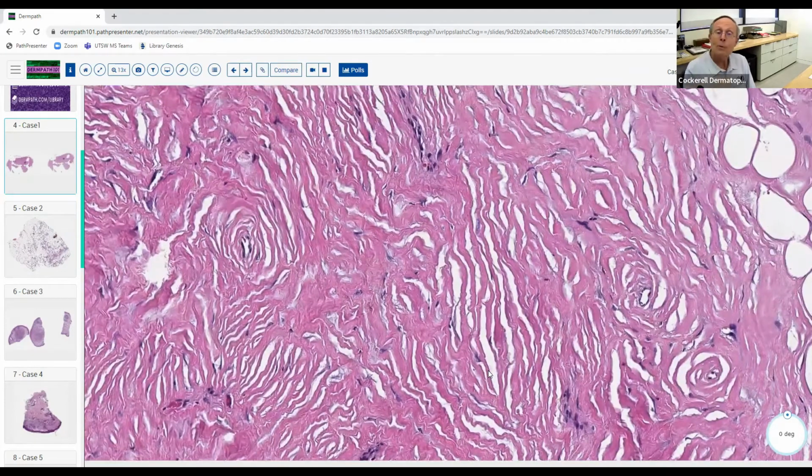Another name for this is circumscribed storiform collagenoma. That's another name that's used for it. And there's one important thing that this lesion is associated with. Does anybody know what that entity is?